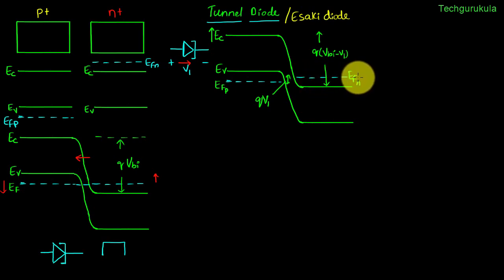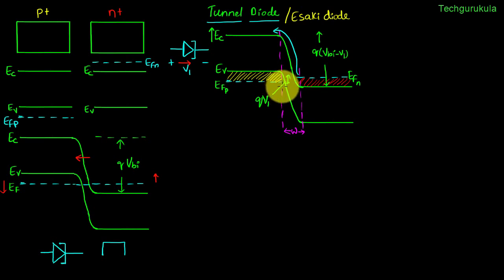Now we can see on the n side, below the Fermi energy level, we'll have a lot of electrons in the conduction band. At the same time on the p side, above the Fermi energy level, we'll have a lot of holes. And because it is heavily doped, the depletion width would be really, really small. The depletion width typically in tunnel diodes would be a few angstroms or nanometers. So the depletion width is really very small. In general, the electrons are supposed to actually surmount the barrier in order to go to the other side.